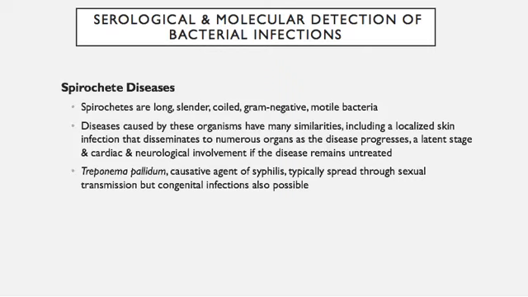Okay, spirochete diseases. So if you remember from micro, spirochetes are long, slender, coiled, gram-negative motile bacteria. Diseases caused by these organisms have a lot of similarities between the diseases. So that can include a localized skin infection that disseminates to different organs as the disease progresses. There's a latent stage and cardiac and neurological involvement if the disease remains untreated.